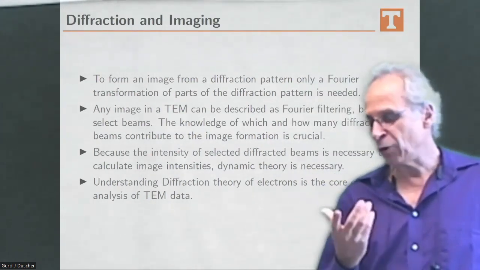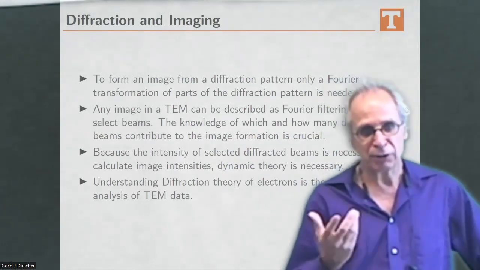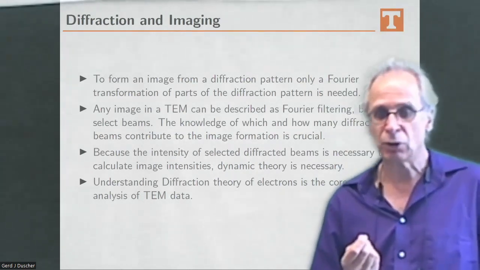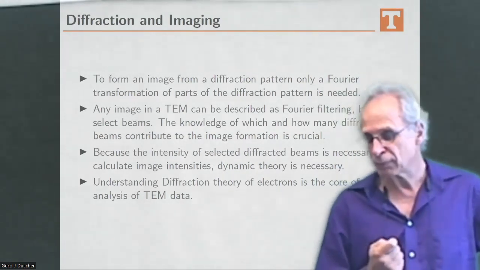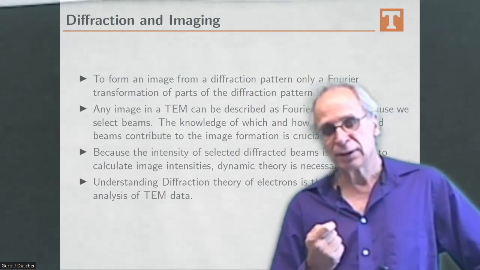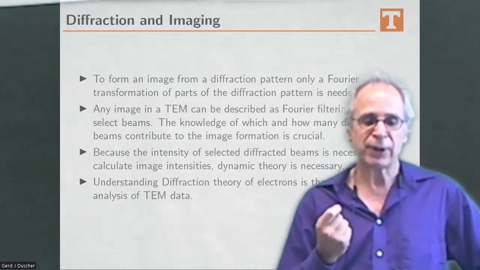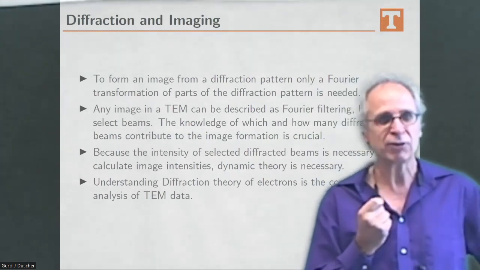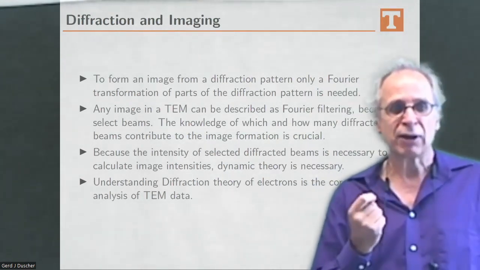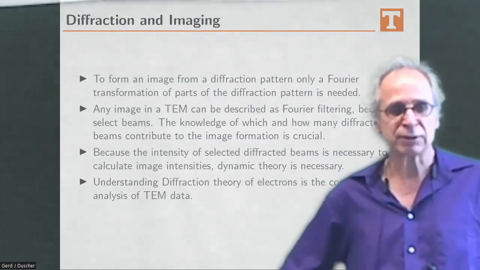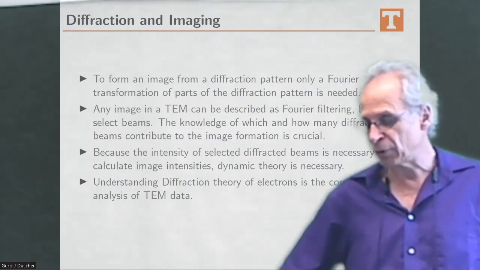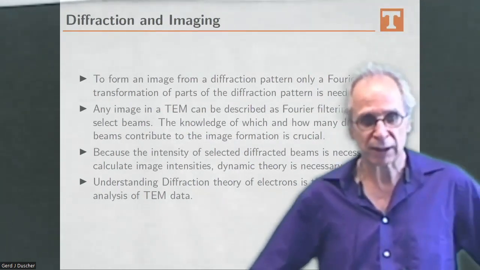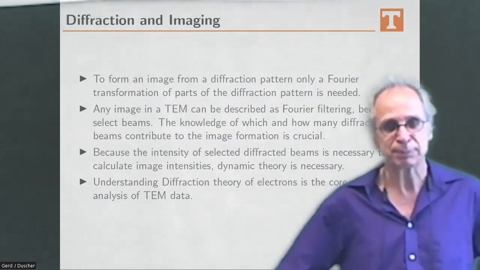So what do we get from that? We'll get how many beams were diffracted, contributed actually to the information that you got. The image depends highly on what kind of intensity is in the Bragg peaks. And so that you cannot know a priori. And so you have to do some image simulation. We'll do some of that.